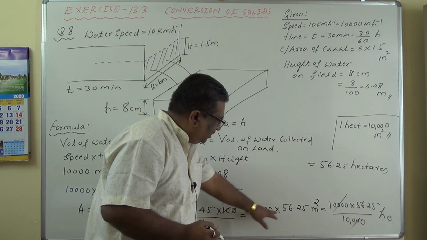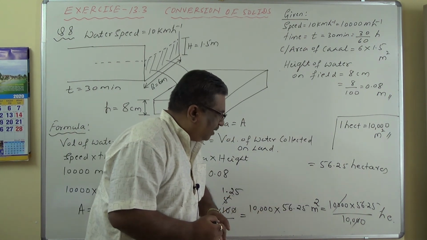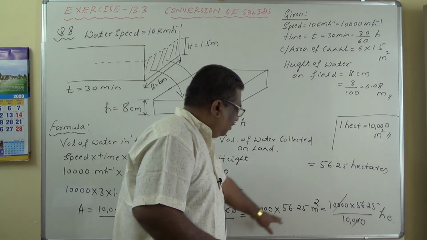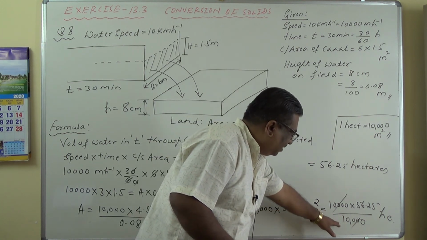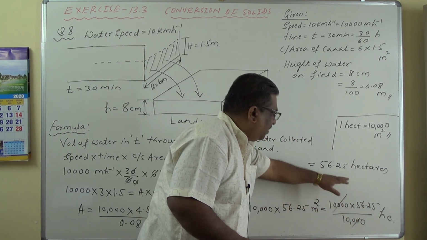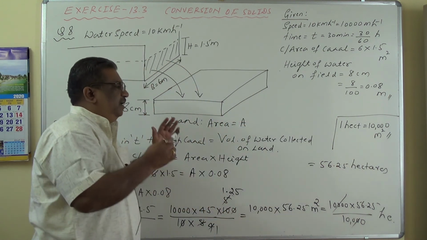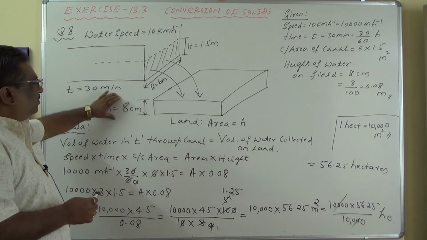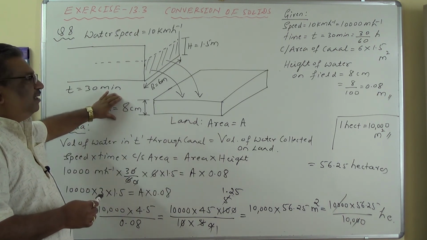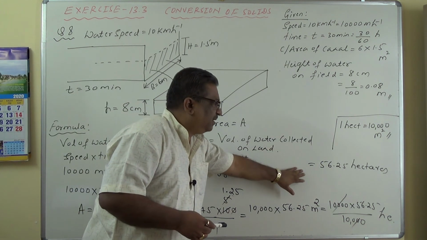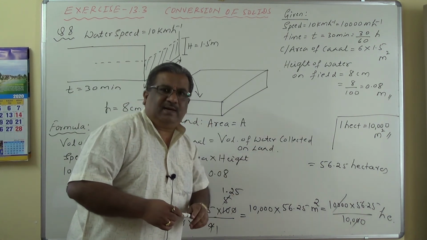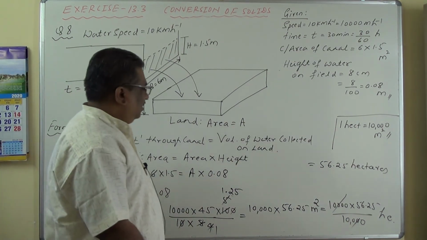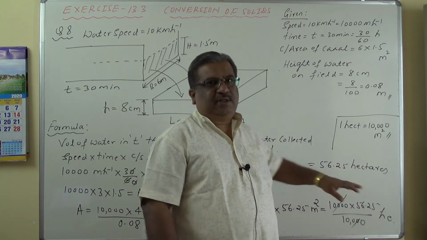Now this is 10,000 into 56.25 square meters. Convert it into hectares by dividing with 10,000 square meters. So this entire quantity is divided by 10,000, remaining is 56.25 hectares. So finally the area of the land that is irrigated when 8 centimeters of water gets accumulated on the land is equal to 56.25 hectares. Clear? So make a note of this one. I hope it is quite clear how to solve this numerical.